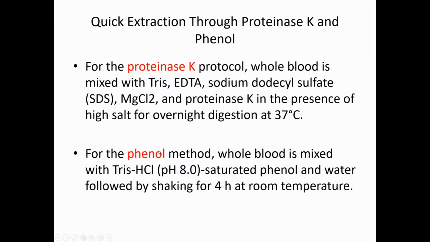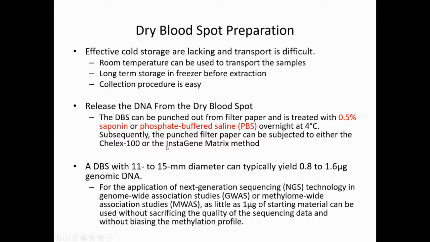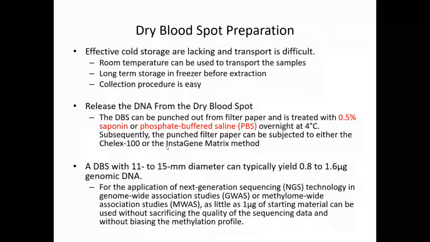And then for the phenol method, the whole blood, you mix with the saturated phenol, and then shake for 4 hours at room temperature. Also try to break the cell and remove contaminants like the protein. So these are 2 quick extraction methods. One is the proteinase K, and the other one is the phenol, for the blood.